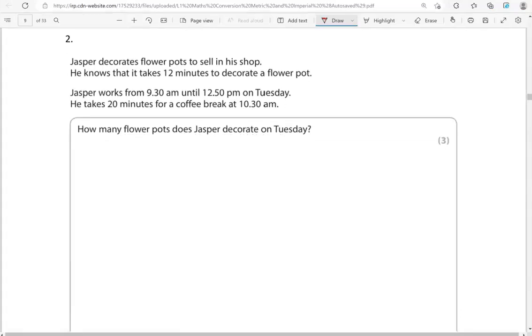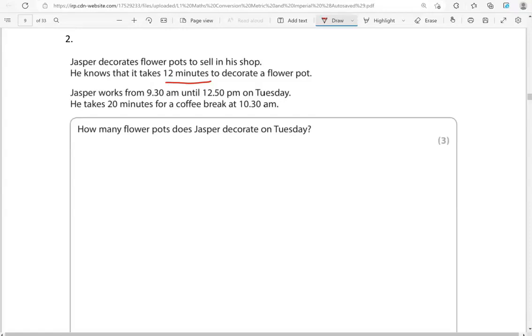Jasper decorates flower pots to sell in his shop. He knows that it takes 12 minutes to decorate a flower pot. Jasper works from 9:30 a.m. until 12:50 p.m. on Tuesday. He takes 20 minutes for a coffee break at 10:30 a.m. How many flower pots does Jasper decorate on Tuesday?